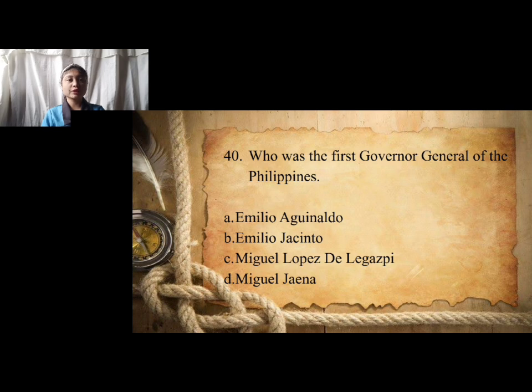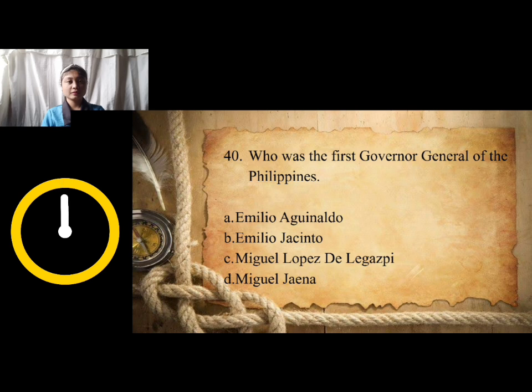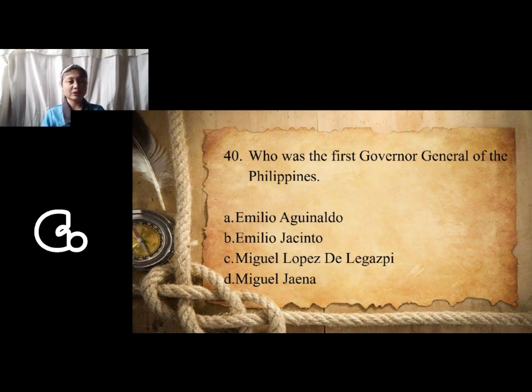Number 40 question. Who was the first Governor General of the Philippines? So the correct answer is letter C. Miguel Lopez de Legazpi was an admiral and governor of the 16th century, the first governor of the Captaincy General of the Philippines, and the founder of the city of Cebu in 1565 and Manila.